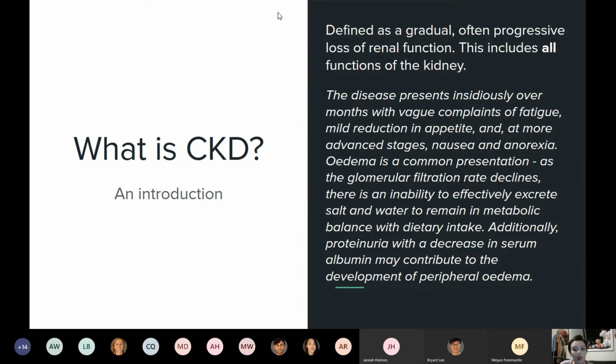So it'll be insidious over months. They might be fatigued, they might have reduced appetite, they might have nausea. Edema is quite common, so they can have quite pronounced edema by the time they're presenting. And then you will have the changes in their protein levels, in the blood, in the urine, in addition to that. And they may have to change their diet in order to compensate for these various factors. So it's very varied, which is why I'm not doing cases here. But what you'll want to recognise is that there are lots of things that play into CKD.